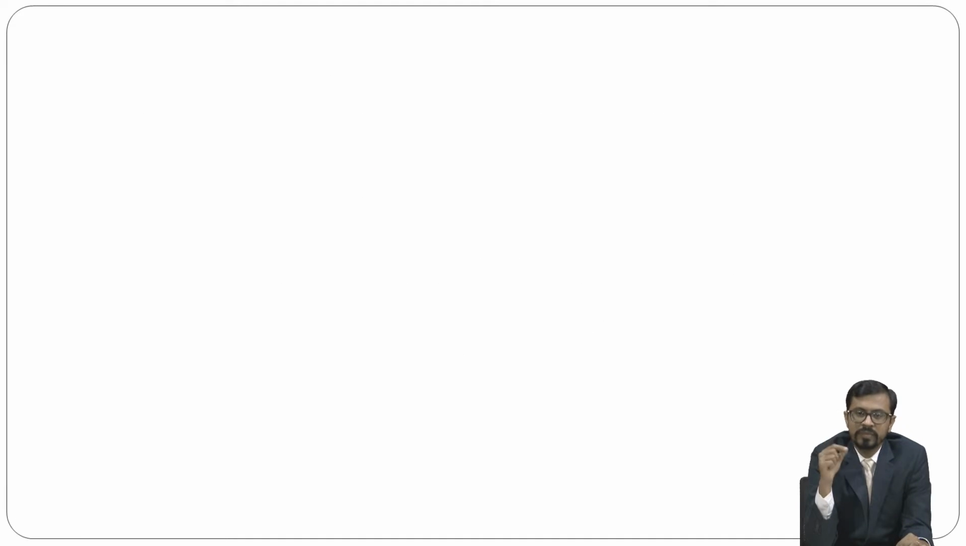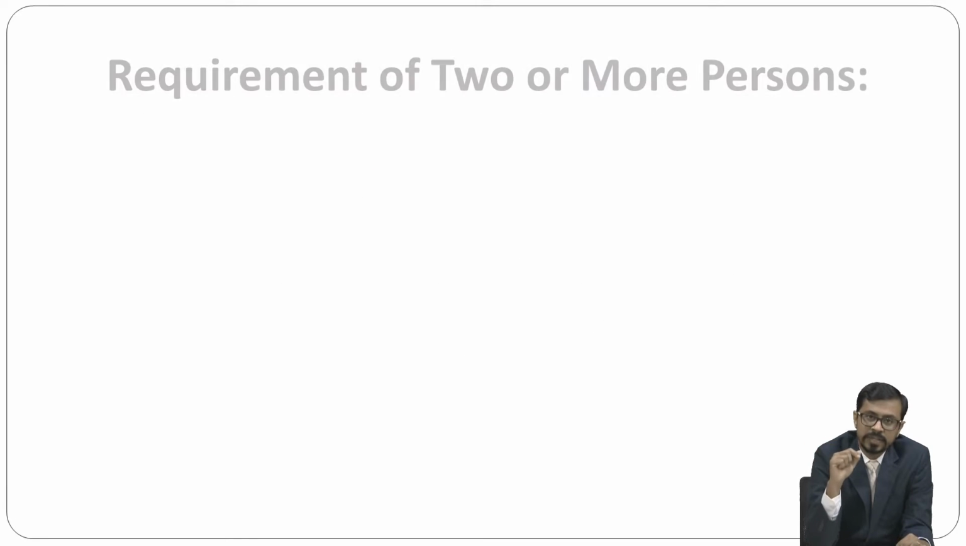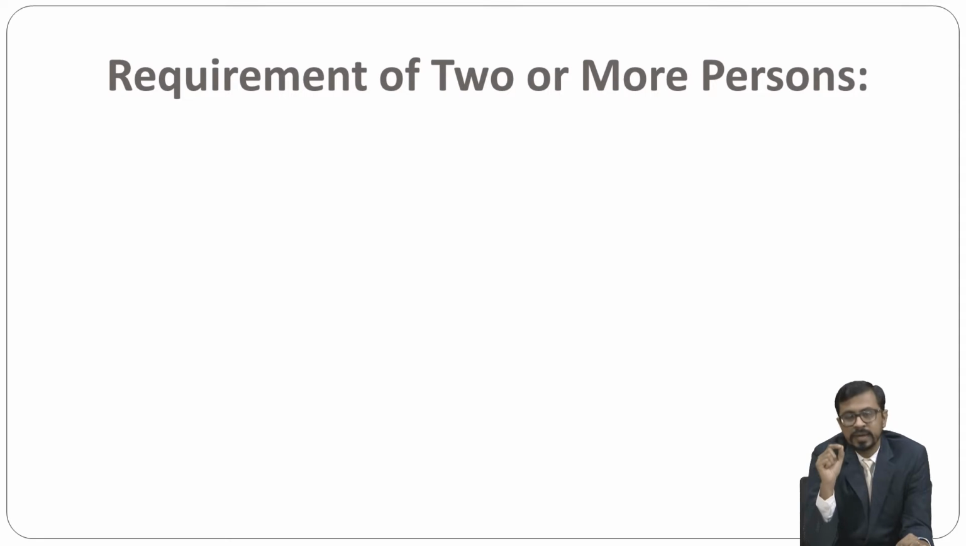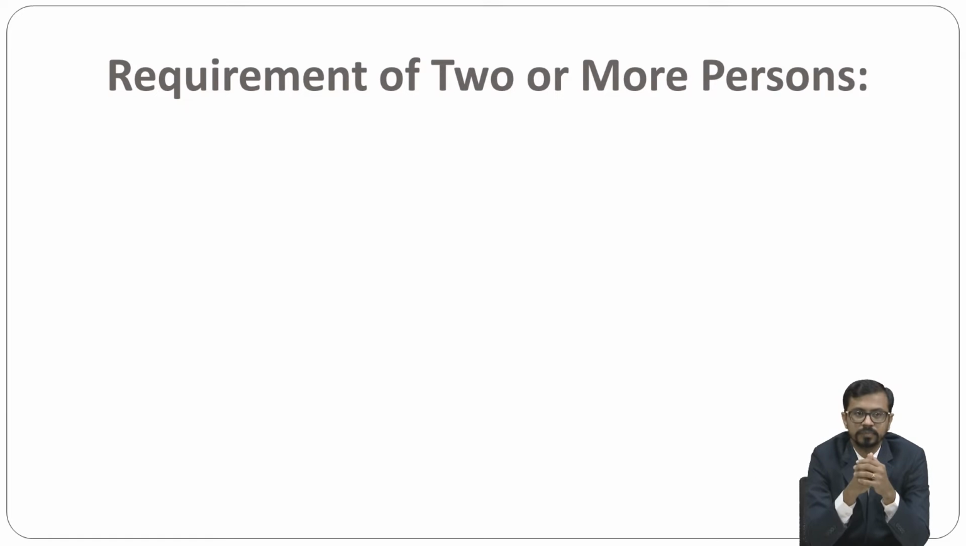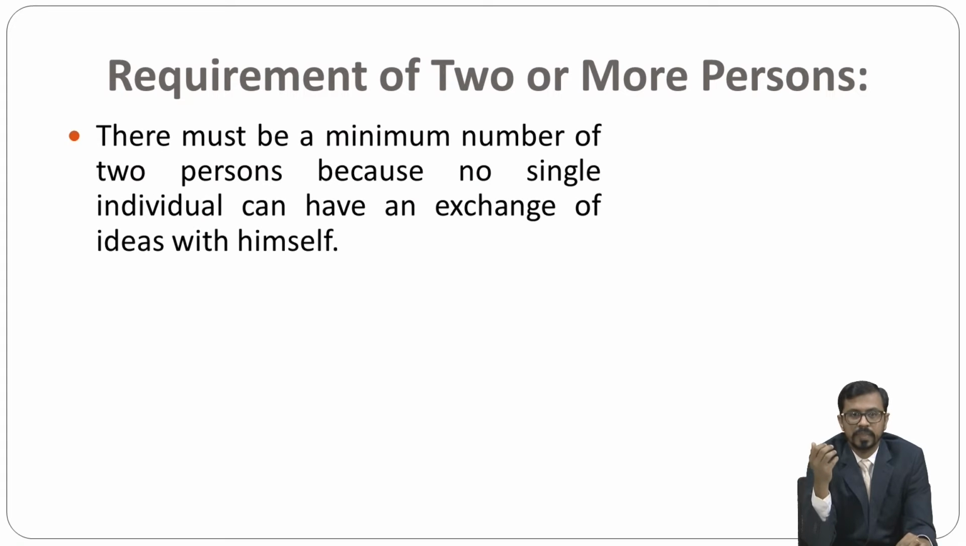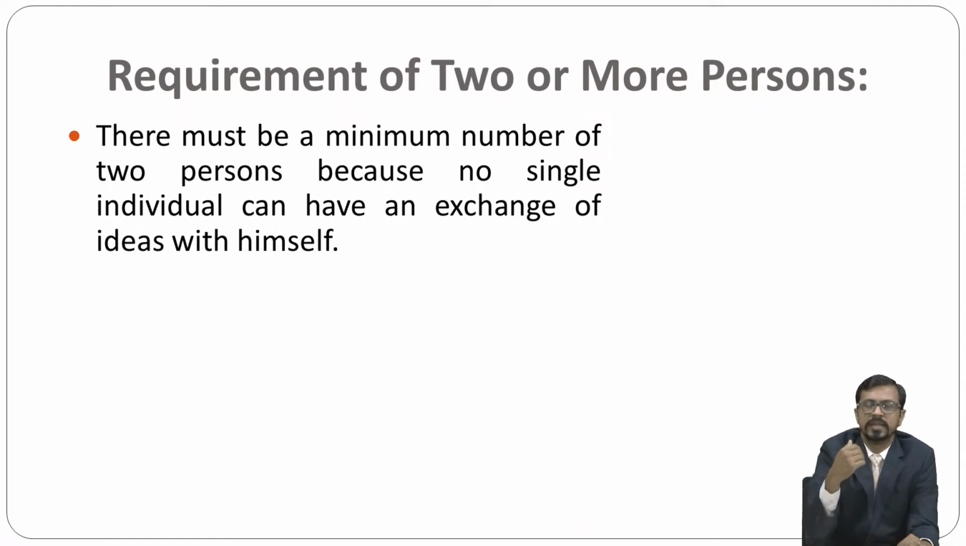Alright, so when we come to talk about the characteristics of communication, we need to understand that whenever there is communication, we at least need 2 people, the sender and the receiver. Now, this is the minimum requirement. There has to be at least 2 people or 2 persons, the sender and the receiver. No single individual can exchange the ideas by himself. So, there has to be a receiver who takes the communication, who receives the communication.